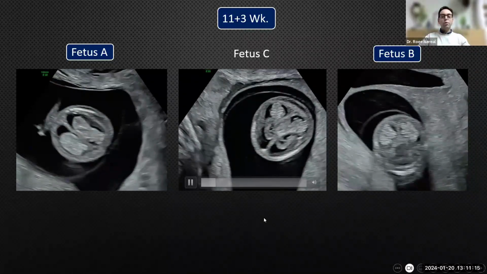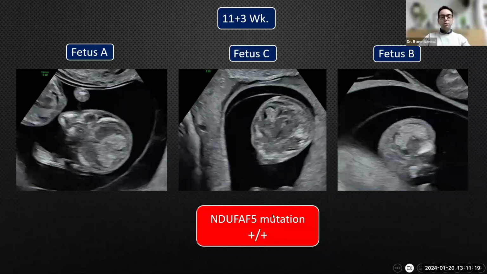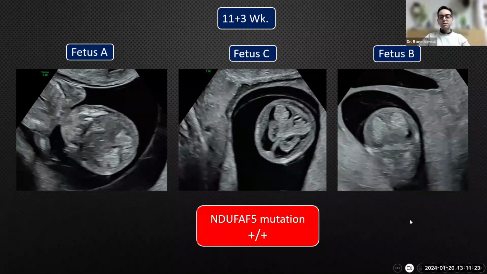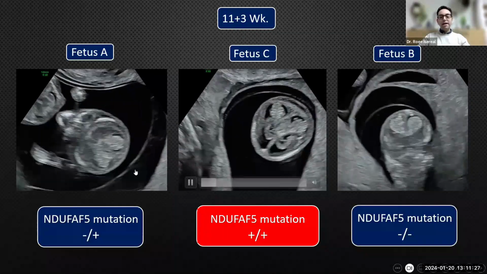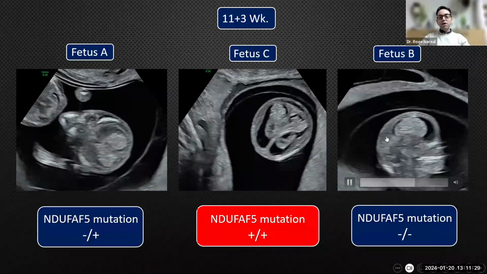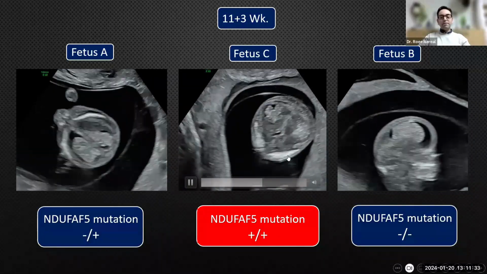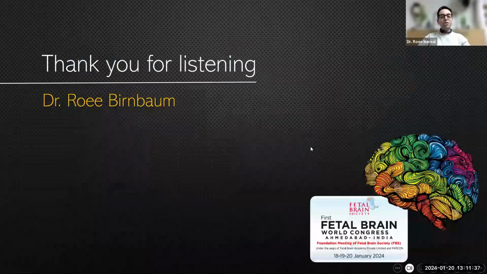We performed the termination. We confirmed the genetic disease. He was homozygous for the mutation. We continued with amniocentesis to the remaining two fetuses. One of them was completely negative, and the other one was just a carrier, as are their parents. And one year ago, she gave birth to two healthy twins. And it's a very interesting story. Remember these cases. And thank you very much for your kind attention.